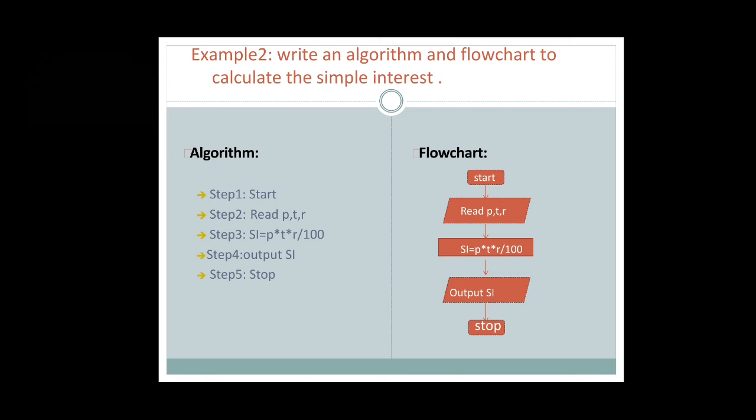In the flowchart, step 1, start. Then next, input the values, read p, t, r. Then processing the values to calculate the simple interest, then output of the simple interest, and it comes out of the flow.